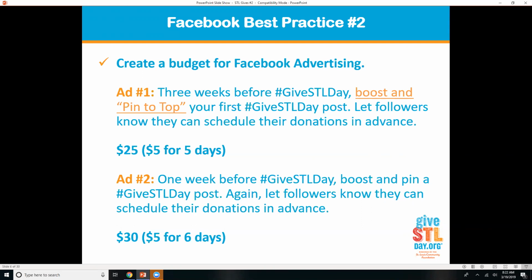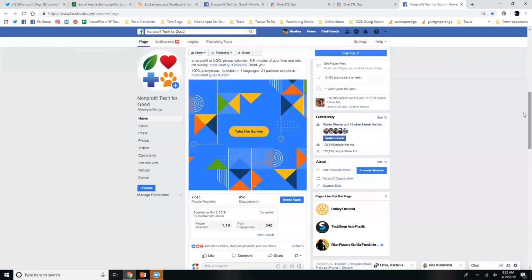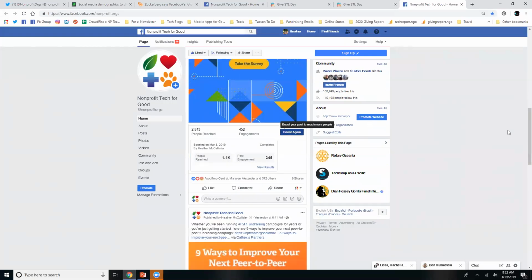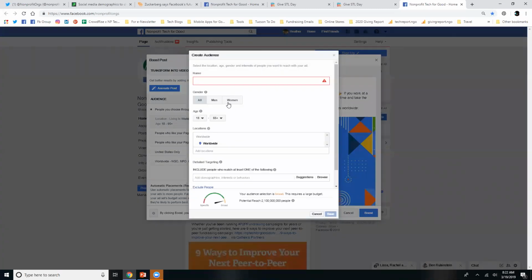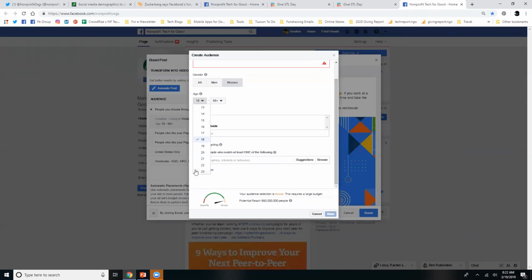Don't want to miss Give STL Day? Schedule now. And I would suggest that you do it at $25 for 5 days. Now, a couple of things here. You can boost, so let's say I'll boost this again. You can customize who sees it. Say you want to create a new audience. You can choose men or women, and you can choose age. Maybe you don't think anyone under the age of 23 is going to actually donate, so you can do that.